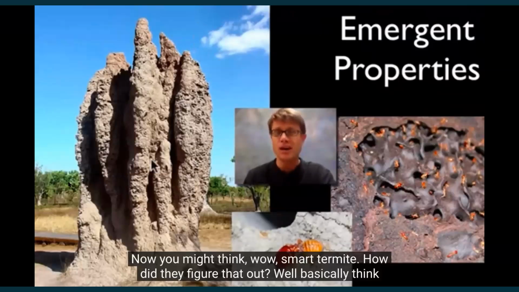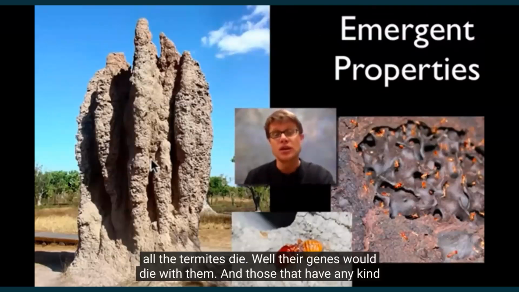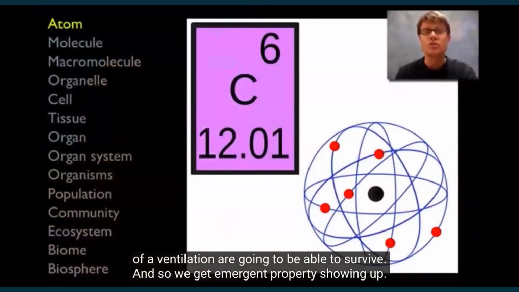Now you might think, wow, smart termite, how did they figure that out? Well, basically think of it as 80 different termite cathedrals that are a little bit smaller. In some of those, all the termites die. Well, their genes would die with them. And those that have any kind of ventilation are going to be able to survive. And so we get an emergent property showing up.